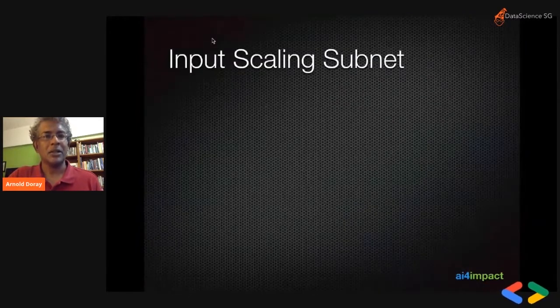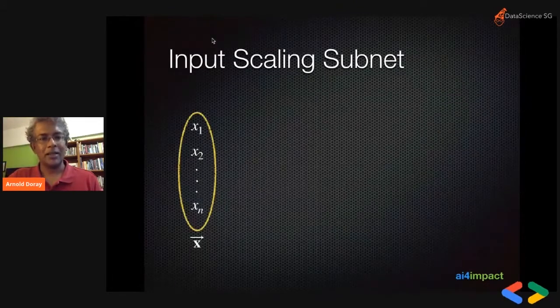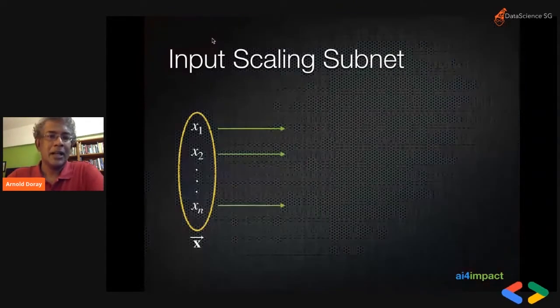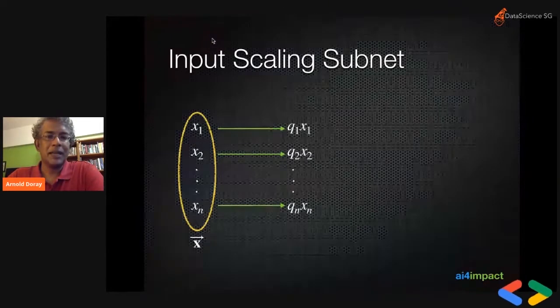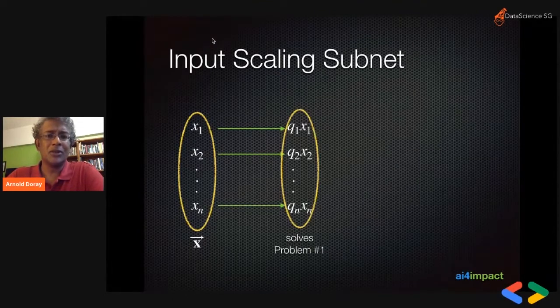It's very fussy. So the simplest way to do this, the poor man's way of doing it, is called input scaling. The idea is very simple. You've got an input vector x1 to xn. These are the vector elements, not different vectors, the vector elements. So this is one input vector. And you pass it on to a scaling layer, Q1 to Qn. These are simply numbers, weights that you need to learn. And this solves your first problem of trying to kill stuff off.